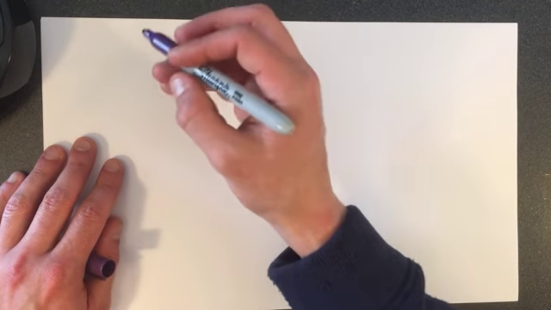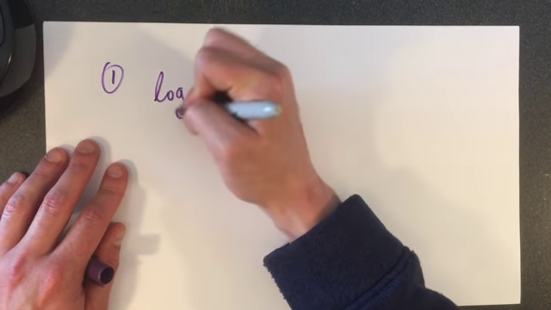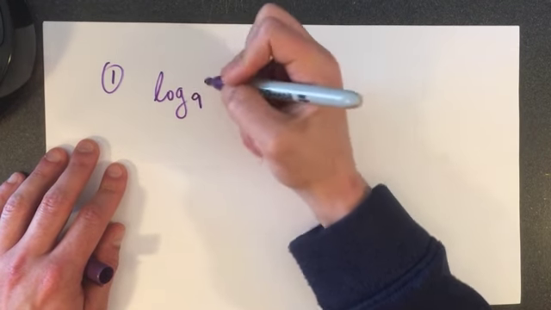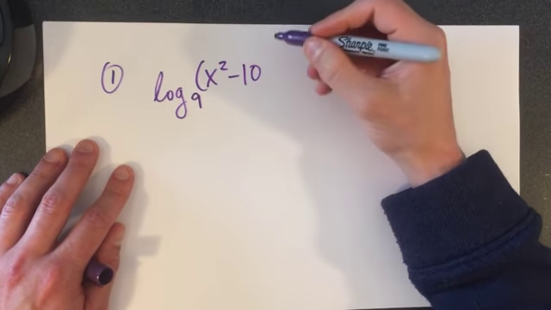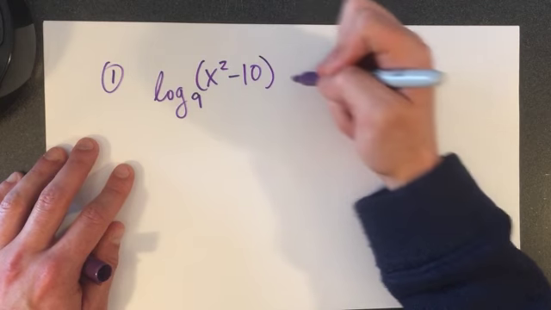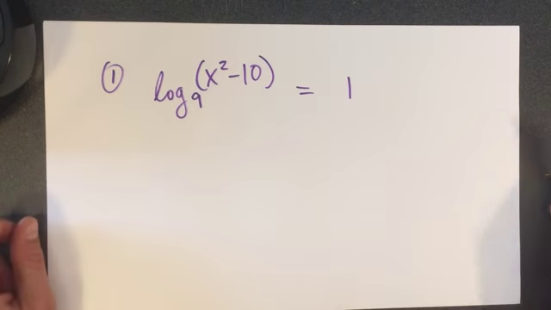Let's solve number 1. Log base 9, and look, they put this in here, x squared minus 10. I know, I almost didn't do a problem. I was going to get out of it. No, okay, we'll do one.